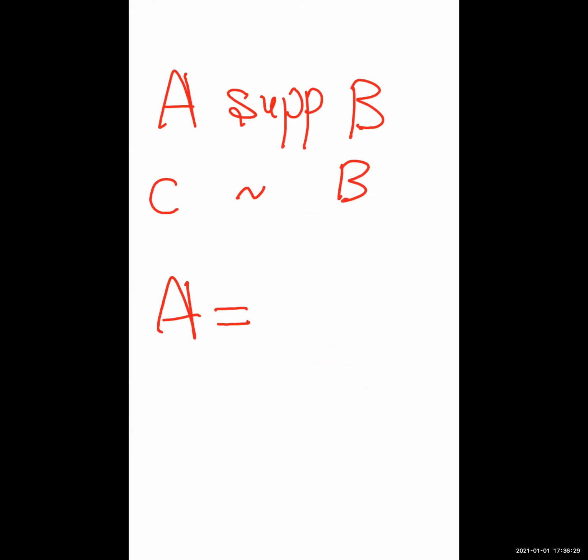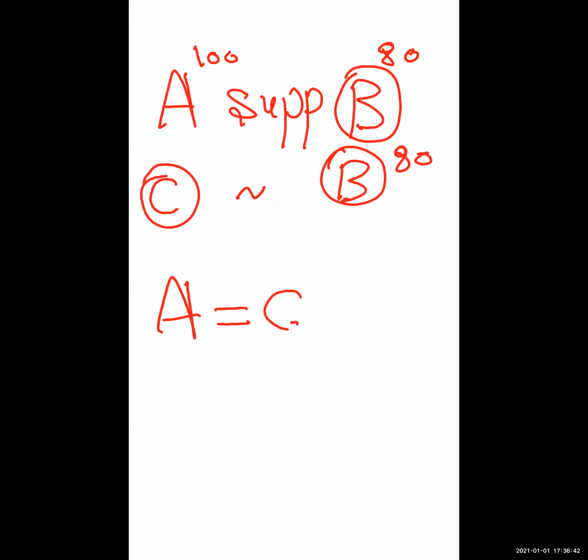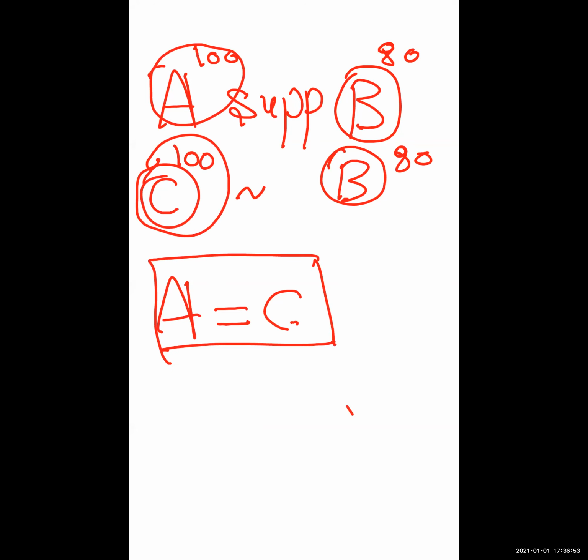Also the same as complementary, guys. If A supplements B and C supplements B, this means A will equal C. If B is 80, for example, A will be 100. B again is 80, so C also will be 100. So A will equal C. This means if A supplements B and C supplements B, then A and C are equal.